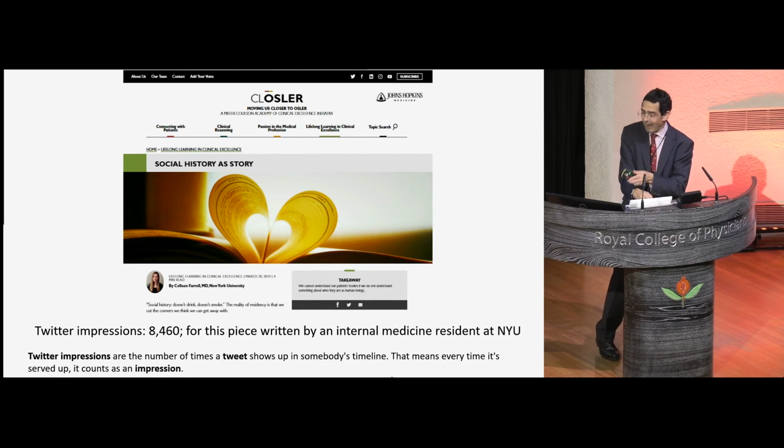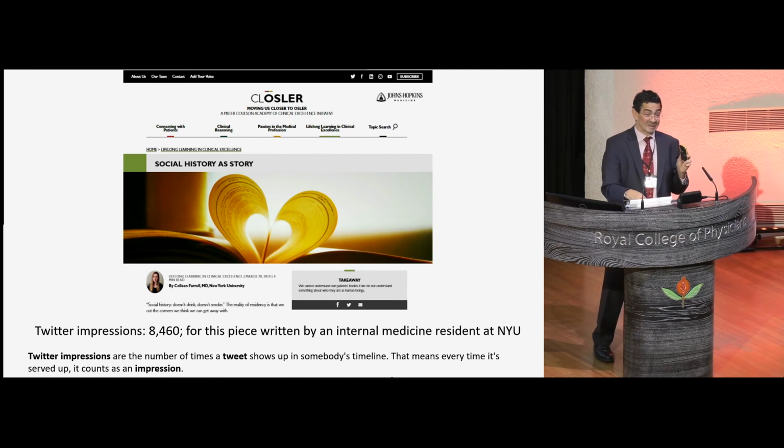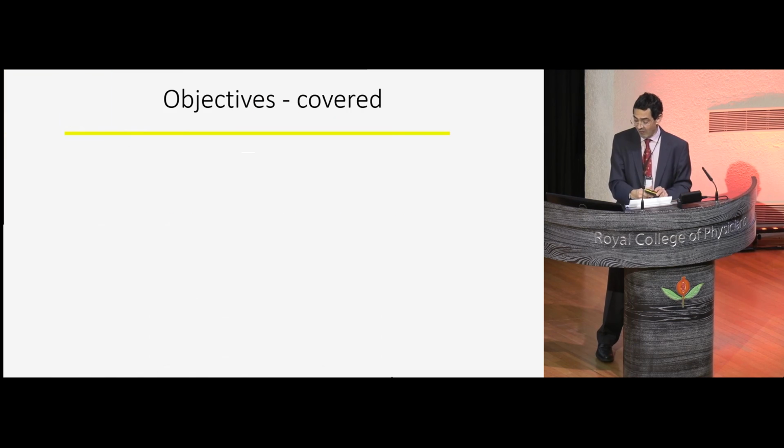And here, I often tell this story. This is a resident in New York who wrote a piece about the importance of the social history, and it was seen by 8,400 patients. Some of the research that I do gets published in journals that are never seen by more than 1,000 people, and yet here, a piece that someone wrote in a weekend that was beautifully written was seen by many, many people. So trying to educate on social media can be effective. There are ways to answer our question of the week. There are ways to subscribe if you're interested.